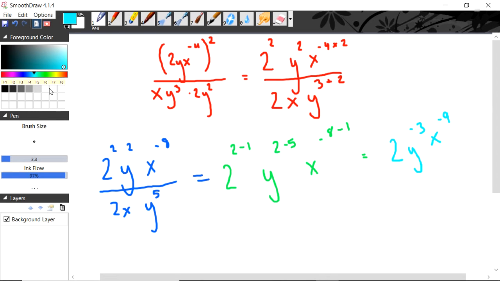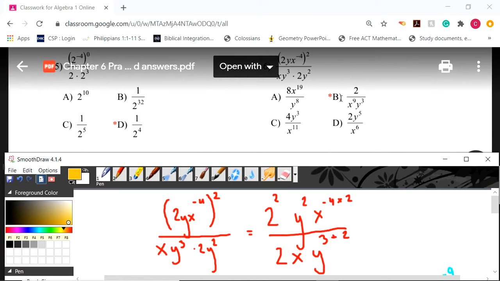And then you bring all of your negatives to the bottom. So it's going to be 2 on the top, y to the 3, x to the 9. 2 over y to the 3, x to the 9. And that's B.